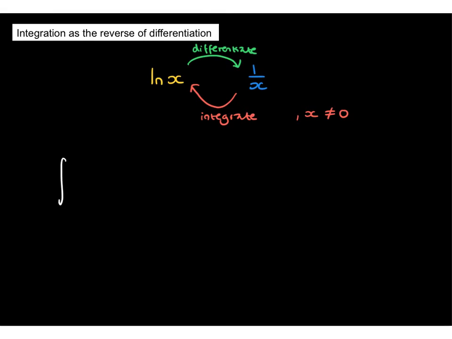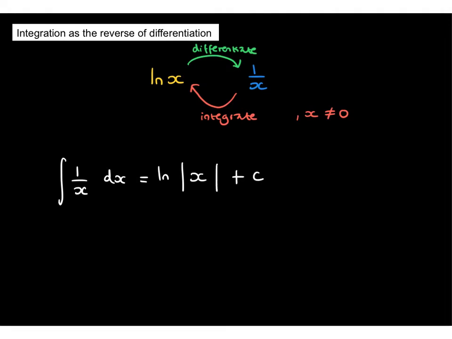Now, let's remind ourselves that if we start with the function ln of x and we differentiate this, we have seen that this results in 1 over x. This tells us that if we integrate 1 over x, where x cannot be equal to 0, we get ln of x. So we can express this as follows. The integral of 1 over x with respect to x is equal to ln of mod x plus a constant.